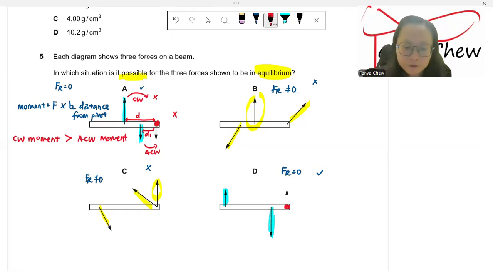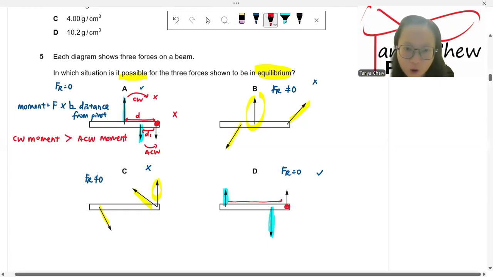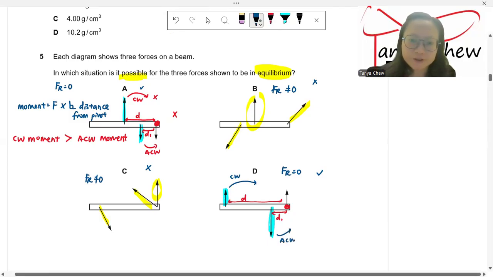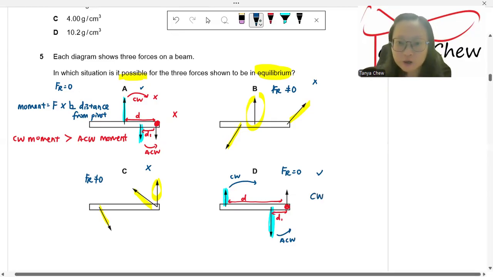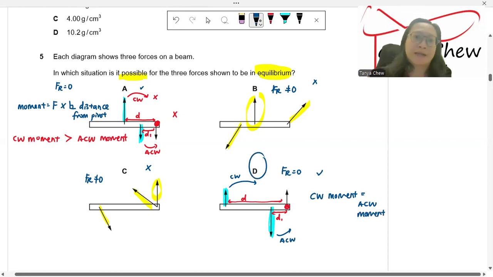What about D? The smaller force is acting upwards, and the distance is longer as compared to the larger force, which is acting downwards, where the distance is shorter, I would say. Right? So the upward force produces a clockwise moment, whereas the downward force produces an anti-clockwise moment. Can a smaller force with a larger perpendicular distance balance a larger force with a smaller perpendicular distance? What do you think? I would say that it is possible, right? For D, it is possible for the clockwise moment to be equal to the anti-clockwise moment. Therefore, the most possible answer is D.